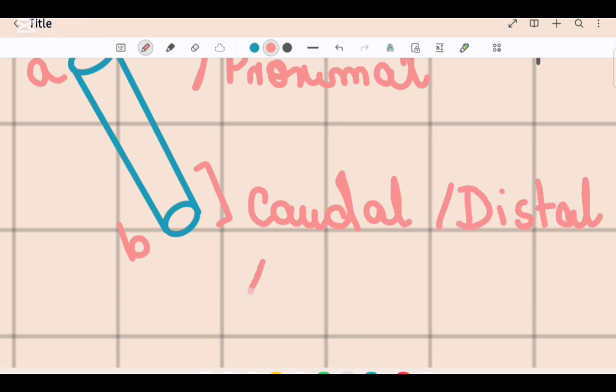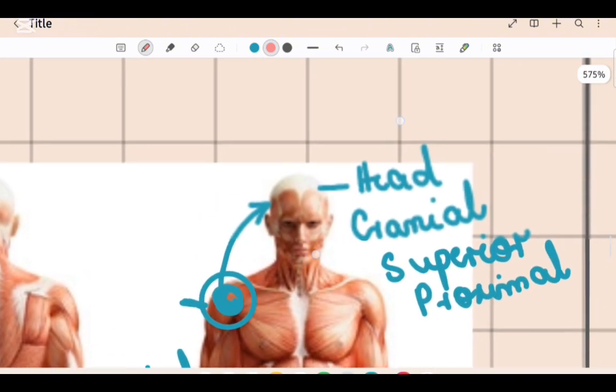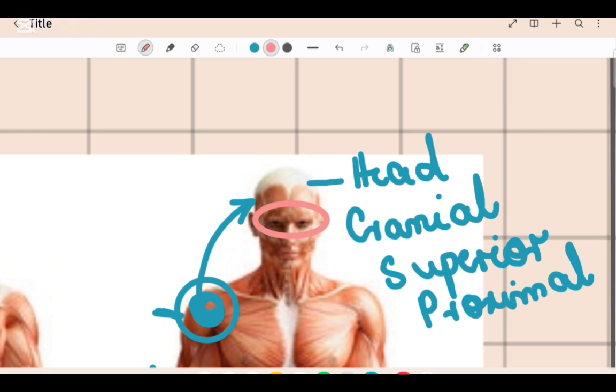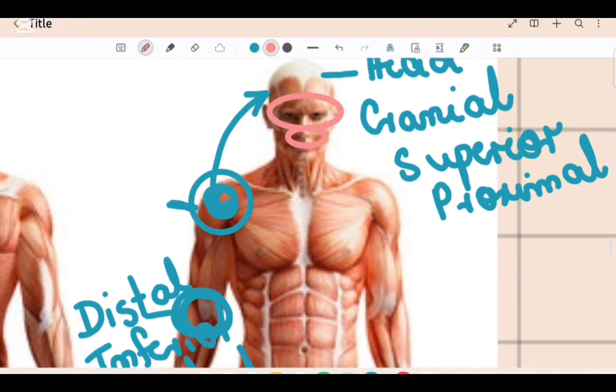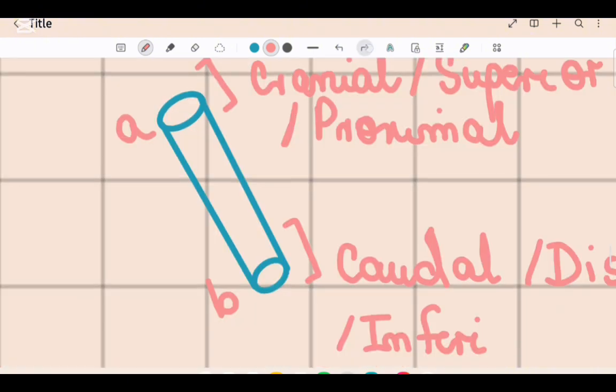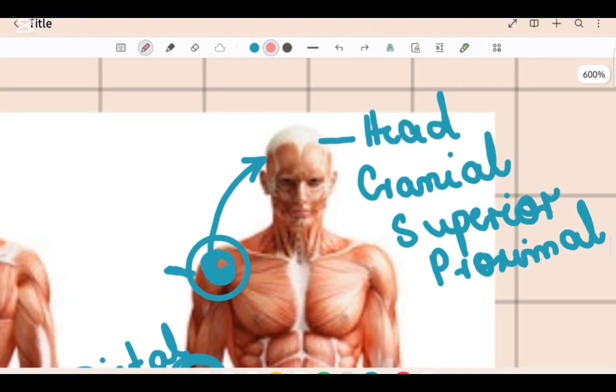Now in your body you can say that your eyes are cranial to your nose. Is it correct? Yes. Your nose is cranial to your lips. I think I have hidden the entire face. So yes, your eyes are cranial to your nose because it's closer to the head, so it's cranial, superior, and proximal to your nose. Your nose is distal, inferior, or caudal to the eyes because it is away from the head as compared to the eyes.